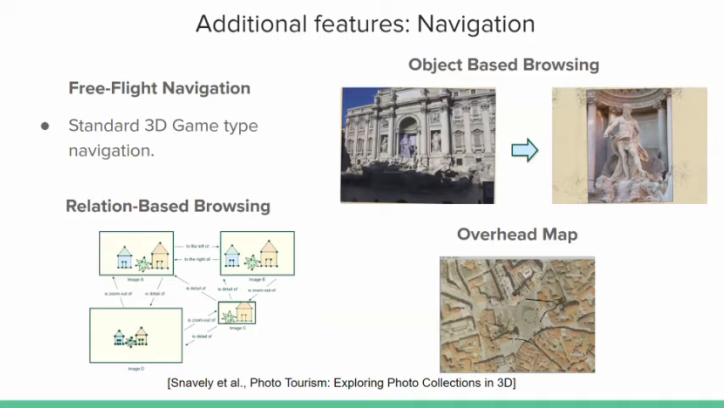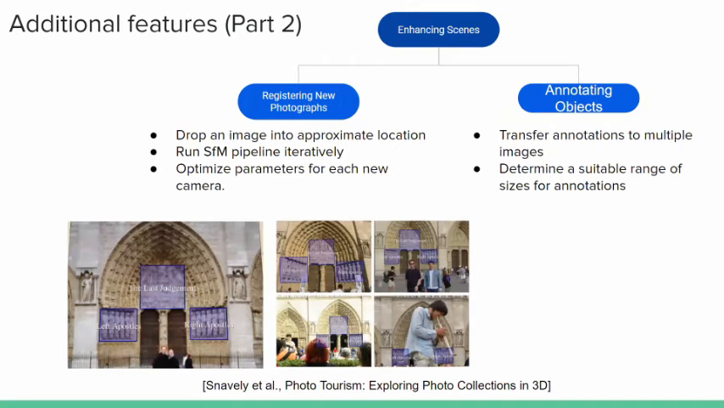The next feature is relation-based browsing. This is the answer to all questions like, show me what's to the left or right of this photo, or let me take a step back and view the scenery, and so on. The last navigation feature is called overhead maps, and this gives an accurate sense of location to the user on ground level. So with this, let's move on to the other additional features that are present.